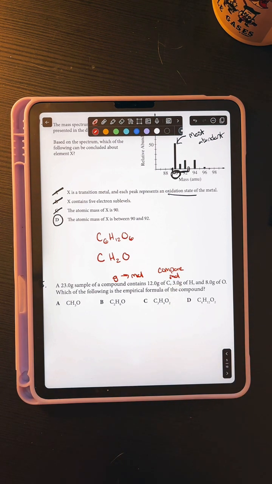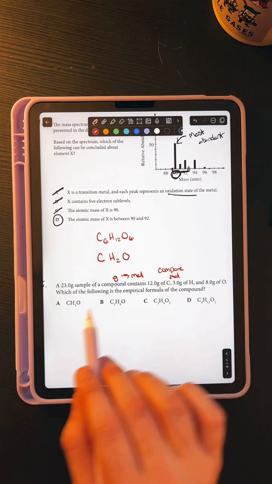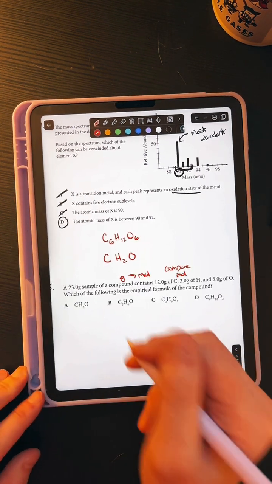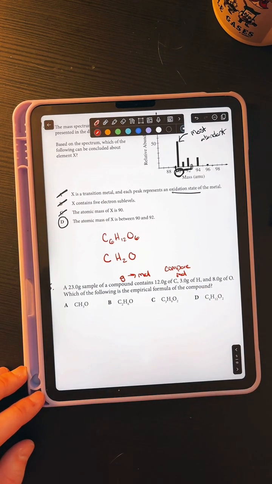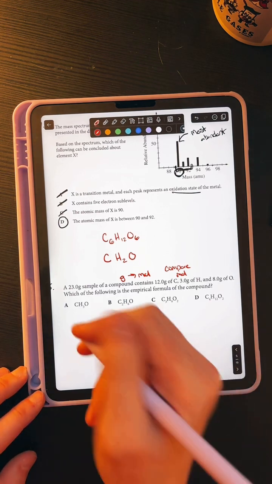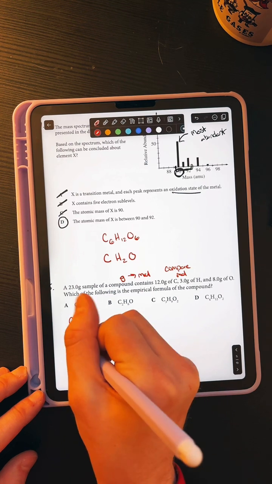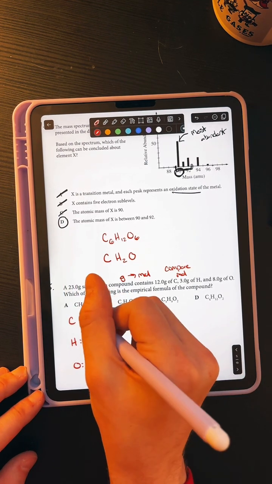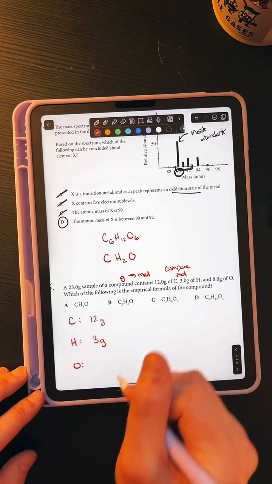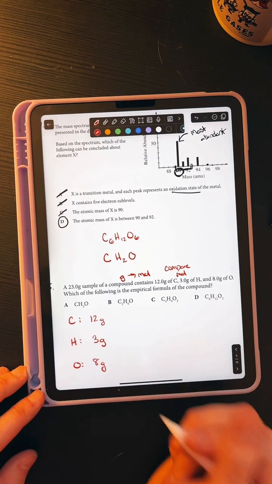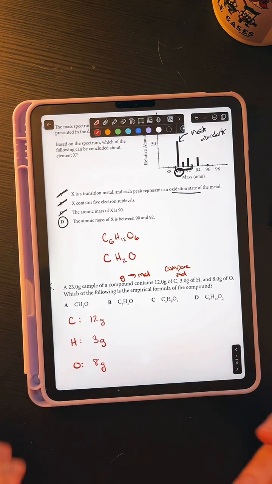We are going to go over some lab technique questions. Absolutely. So at 23 grams, oh, I already read that. So now what we're going to do is take each one of these, carbon, hydrogen, and oxygen, and solve for the number of moles. For carbon, we were given 12 grams. For hydrogen, we were given 3 grams, and oxygen, we were given 8 grams. So we're going to convert all of those into moles.